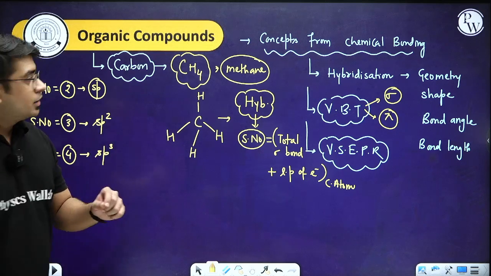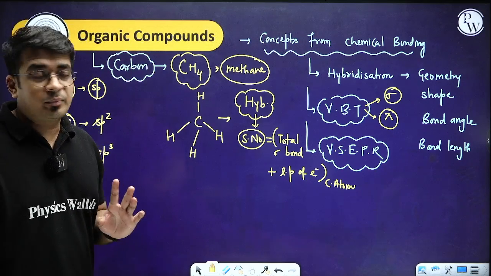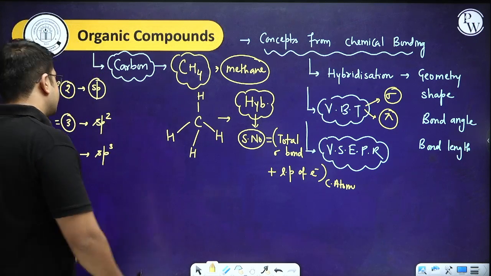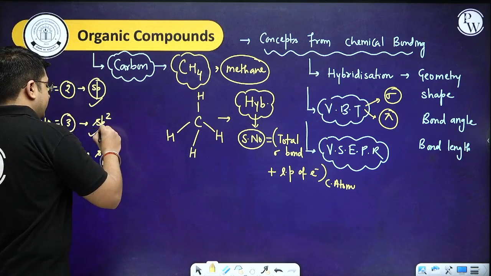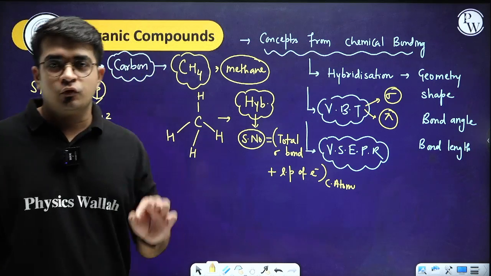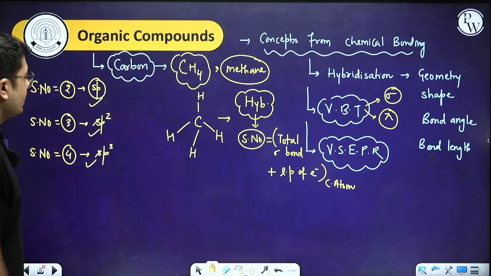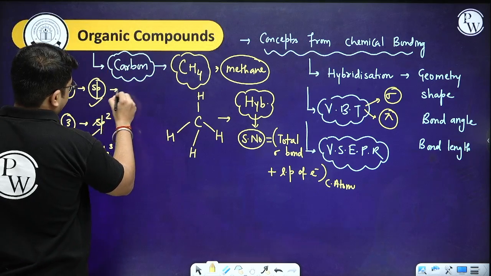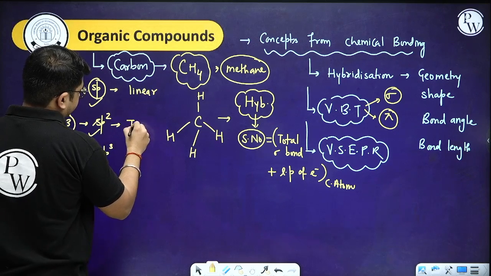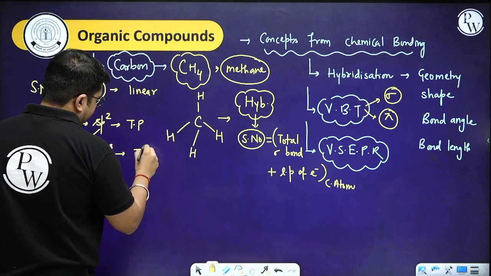And mainly whenever we talk about the concepts which we are using from the chemical bonding part in case of organic compounds, generally always remember that in these cases we are going to deal with sp, sp2 and sp3 carbon atoms, because carbon can only form up to 4 bonds. That's why the hybridization always restricts to these 3 parts. In this particular case, we can say geometry will be linear. In this case, it's going to be trigonal planar, and in this case, it's going to be tetrahedral.